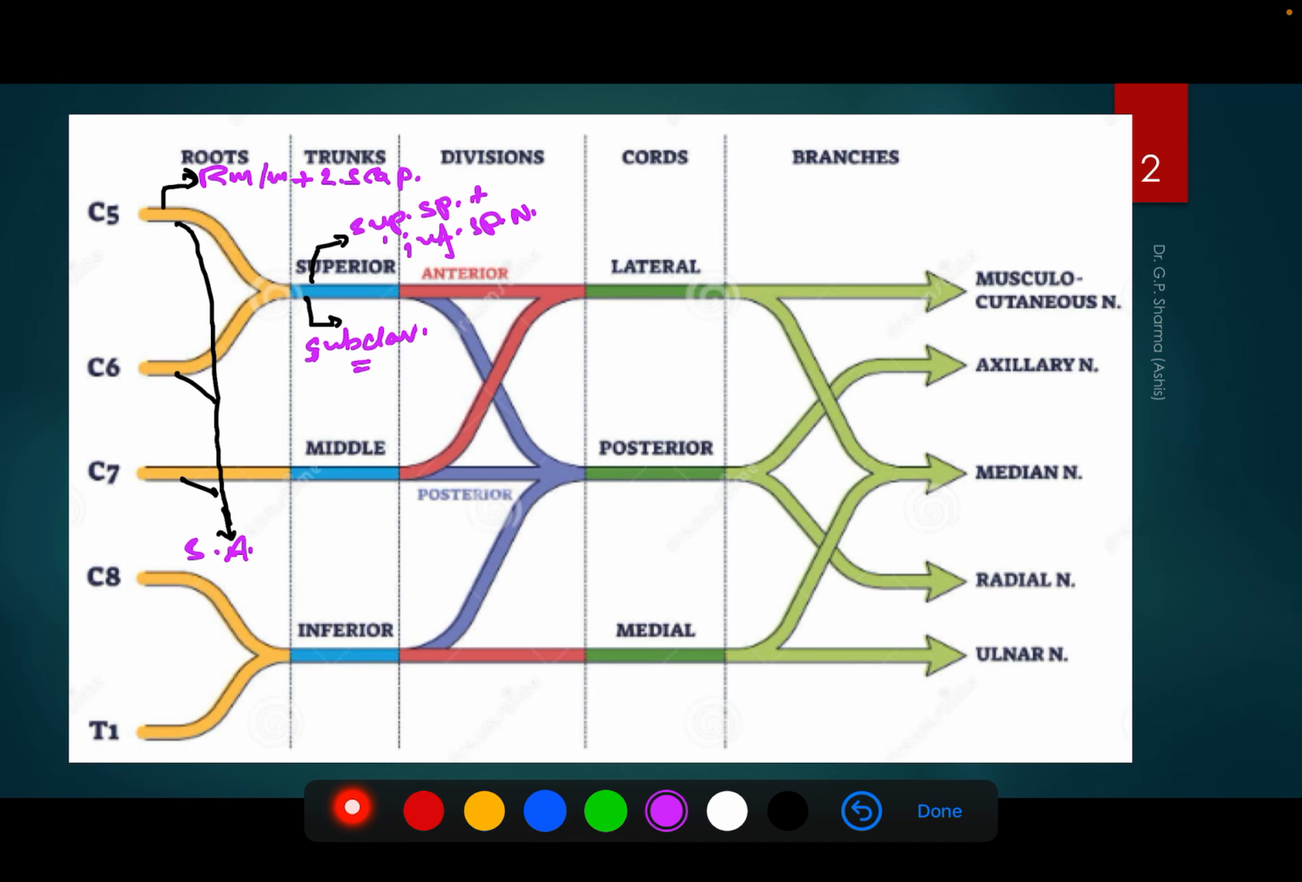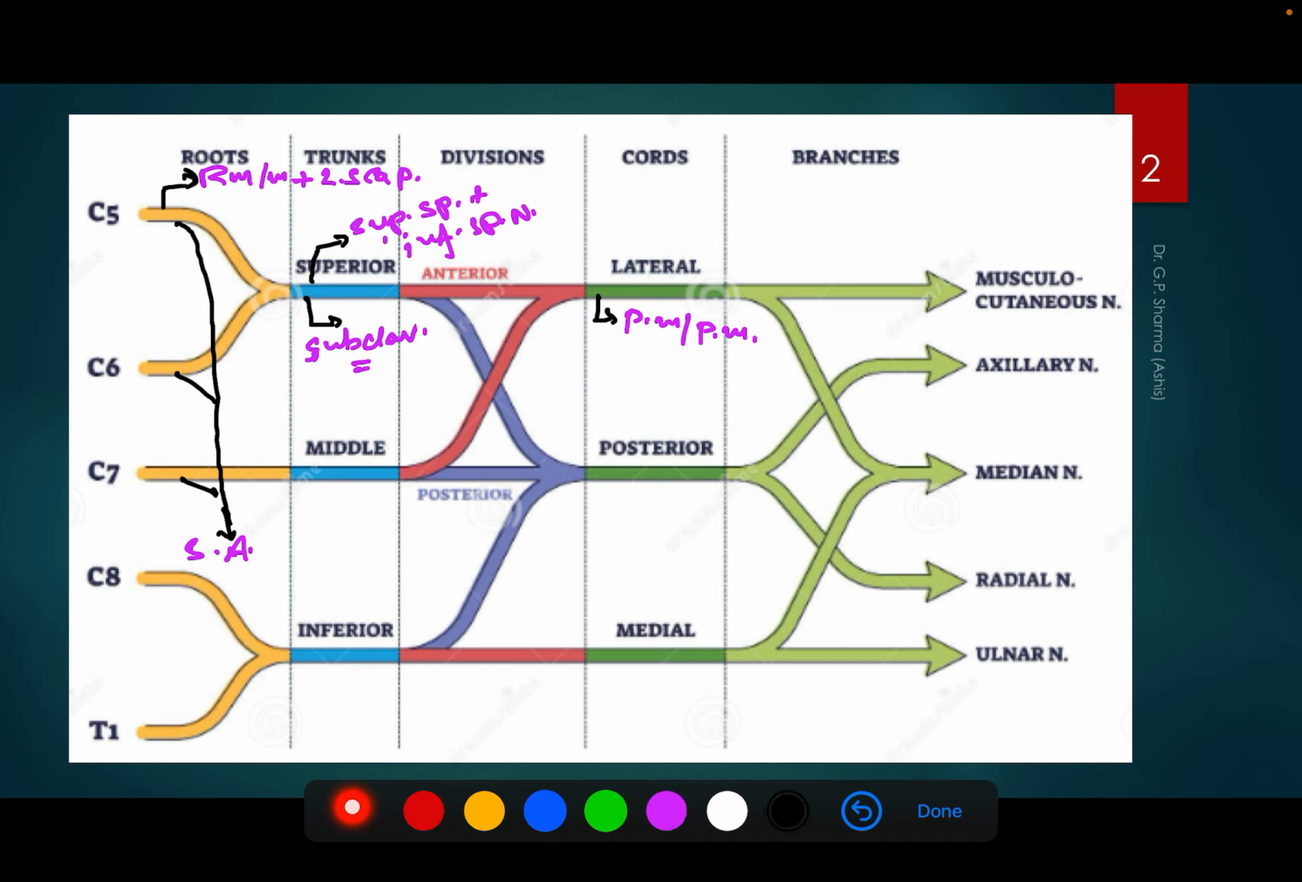We finished. Now let's go to the branches from the lateral cord. In the branches from the lateral cord, we have one branch here, that was what? The lateral pectoral nerve. This lateral pectoral nerve is supplying two muscles, the pectoralis major and the pectoralis minor. Pectoralis major and pectoralis minor. That's my lateral pectoral nerve.